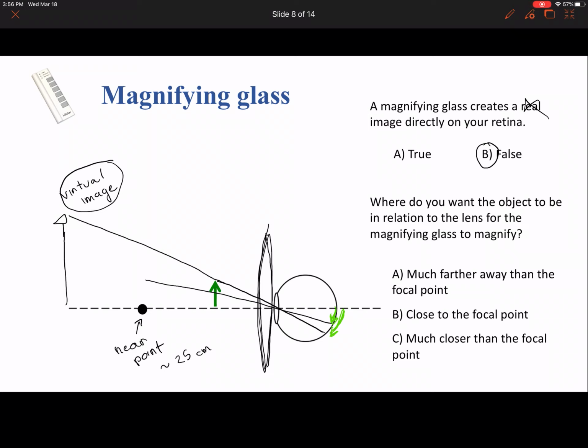Okay, so how do we get through this one? Well, we've got some hints here. First off, we want a virtual image. Again, we don't want an image behind our head somewhere. We want a virtual image that we can look through the magnifying glass and see. Well, anything outside the focal point of a converging lens, and a magnifying glass is a converging lens, is going to create a real image. So we do not want this green arrow to be further away than the focal point of our lens. Otherwise, we're going to get a real image and this isn't going to work.